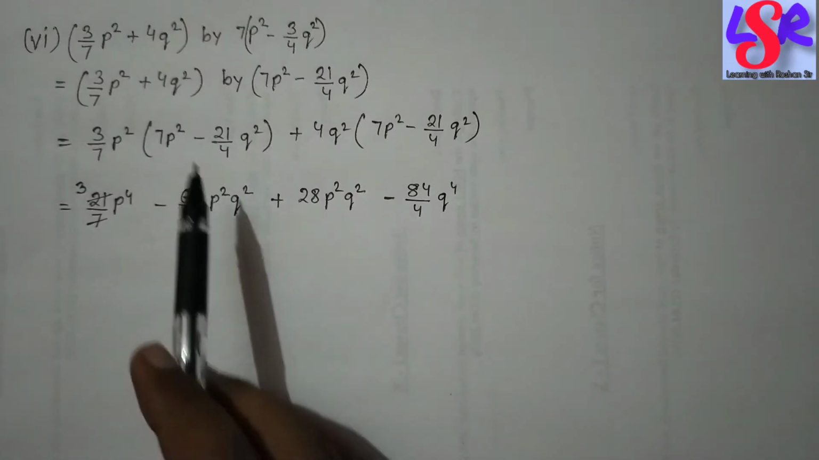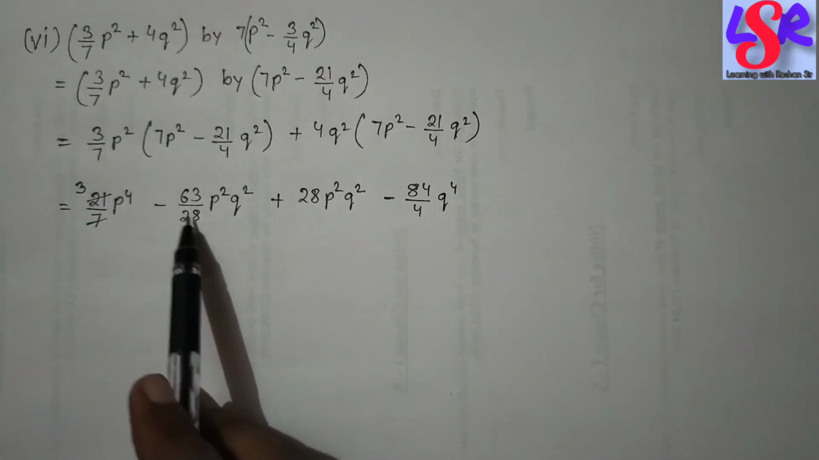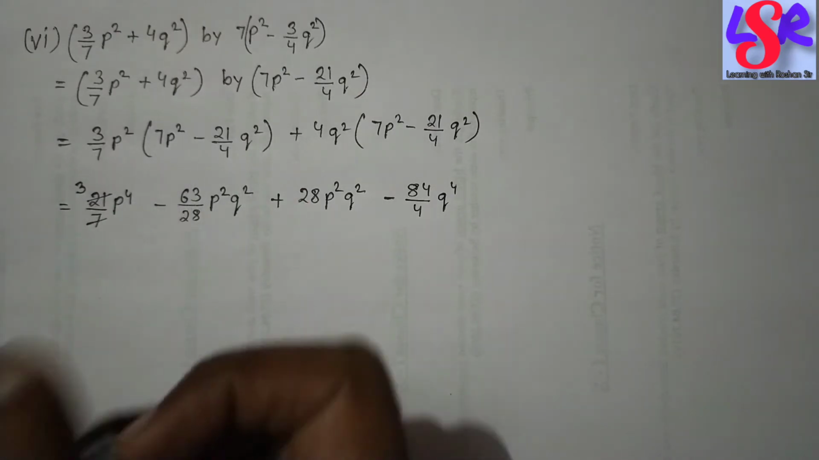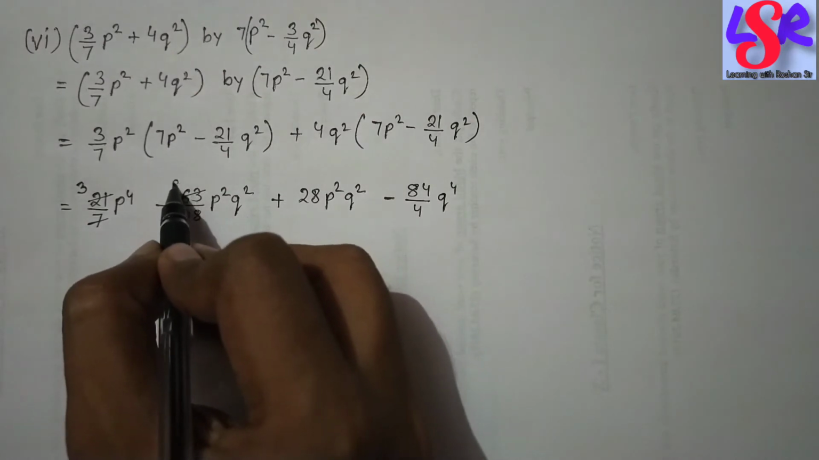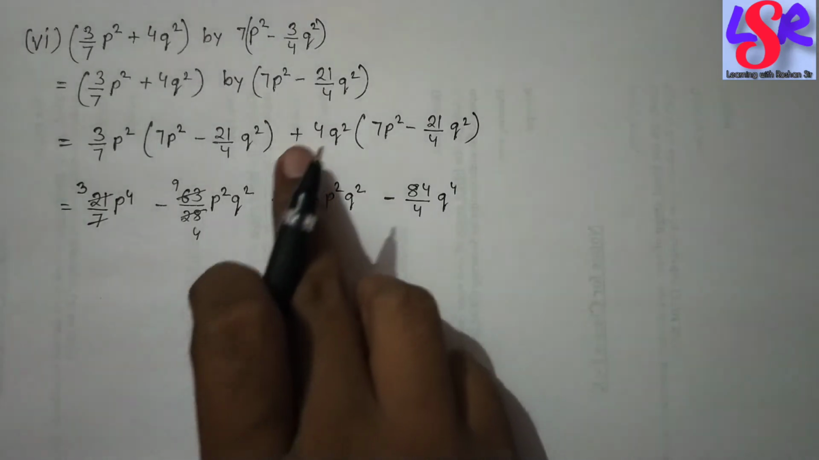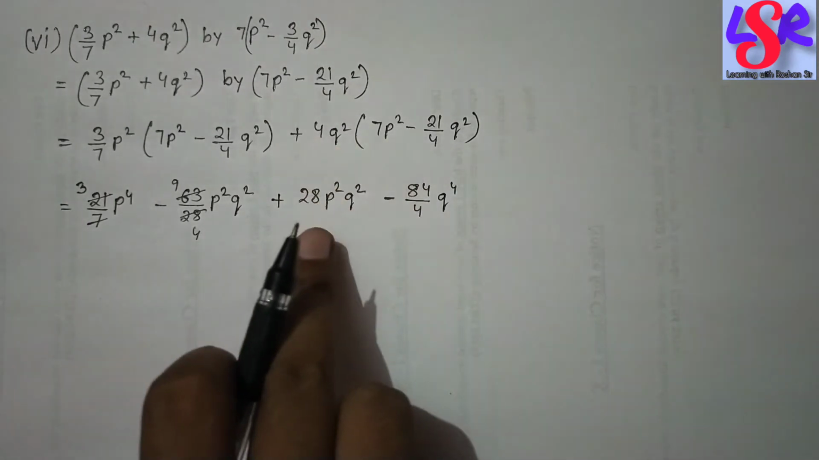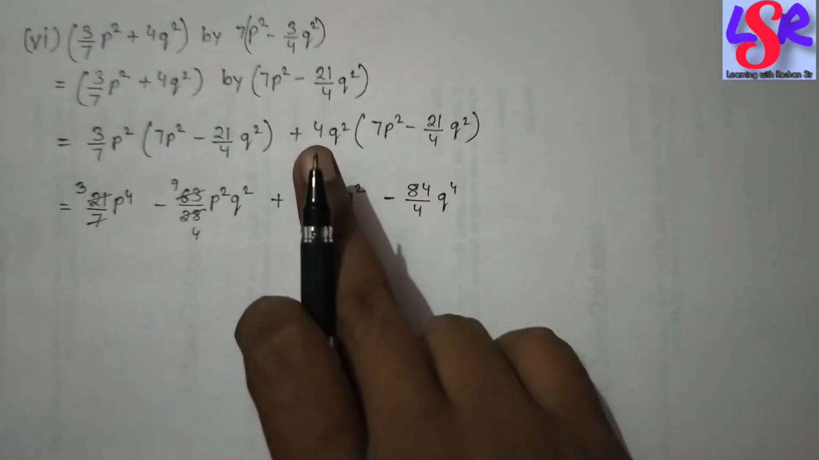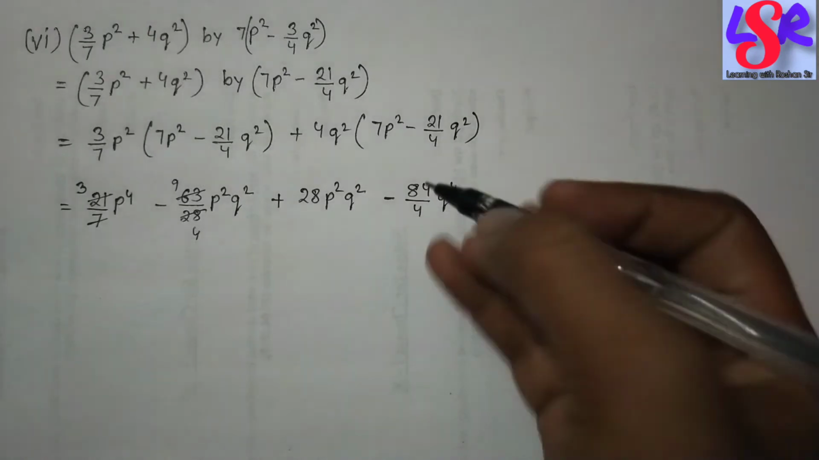Then similarly 3 into 21 upon 7 into 4, we have got this. Then p square into q square, we have got this one, and here again they will be cancelled by 7, and this will be 3 and this will be 4. Now 4 into 7 we have got 28, and then p square q square, and then 4 into minus 21 we got 84 upon 4.